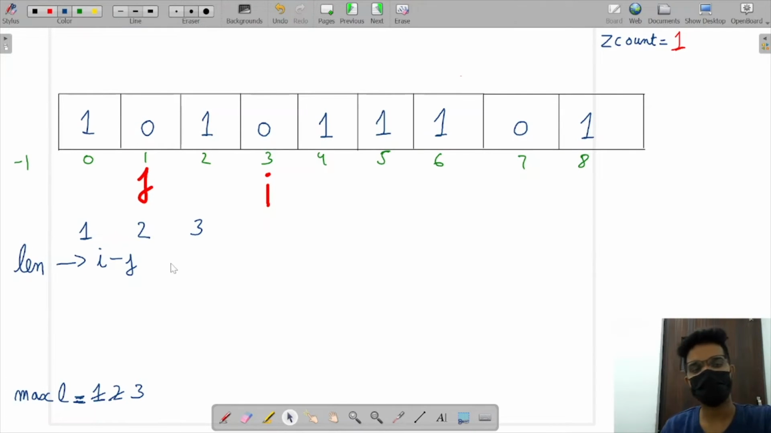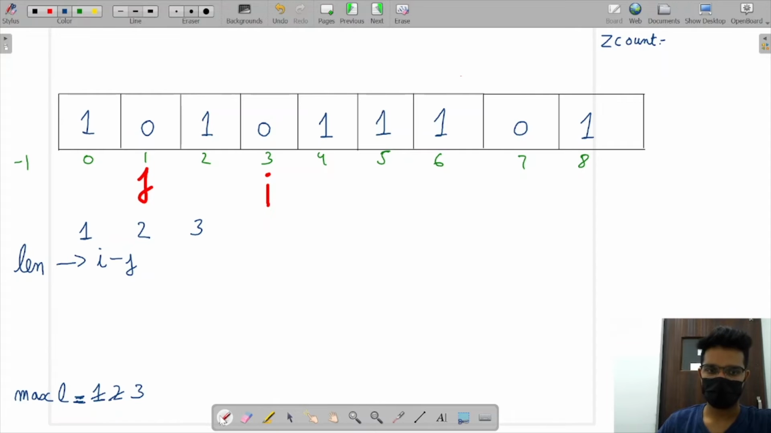Now if we focus on our formula, that was i minus j. That means we are excluding this j. This j is acting as a boundary for us. Right? So let's see how. If we use our formula again, i minus j, we get 3 minus 1, that is 2. And as you know, there are 2 consecutive ones if we make it 1. Right? So we are going to get 2 here. That means our max length will remain the same. Right?